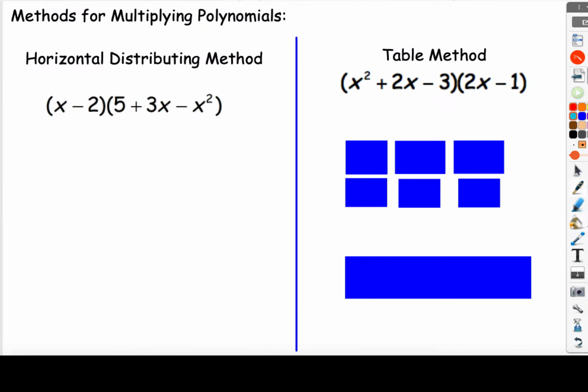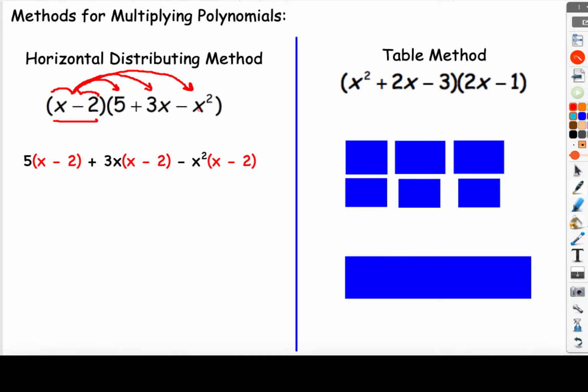Now, that also kind of goes toward what we call the horizontal distributing method. So again, if we're multiplying polynomials, well, what do we do when this isn't a monomial anymore? Well, we can still treat it sort of like one by saying, why don't we take that binomial and let's multiply that entire thing, right? Let's multiply this whole thing by 5 and by 3x and by x squared. So we can just multiply the 5 times x minus 2, the 3x times x minus 2, and the -x squared, right? Minus x squared times x minus 2.